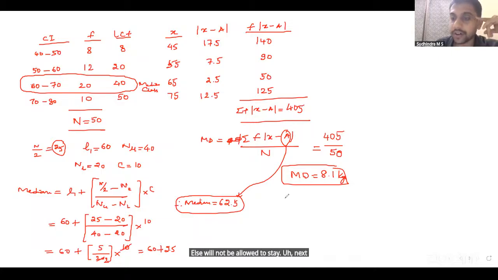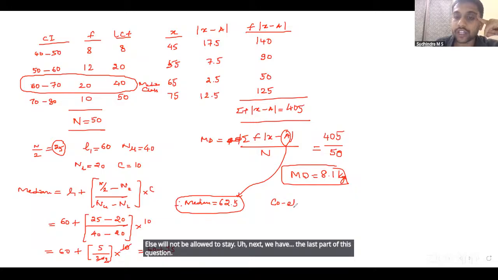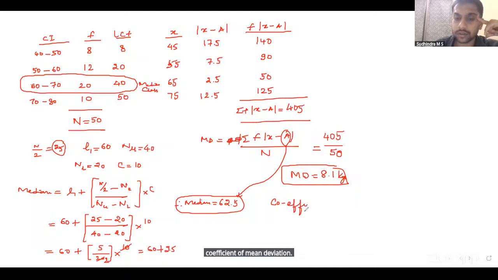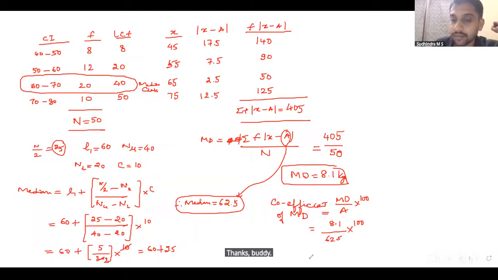Next, we have the last part of this question, coefficient of mean deviation. Coefficient of mean deviation is mean deviation by a into 100. What is mean deviation? 8.1. What is a? It is the median. How much is median? 62.5. Into 100, we get 12.96. We can round it up to 13. That's absolutely fine. Completed?